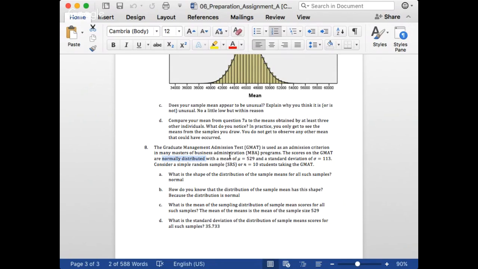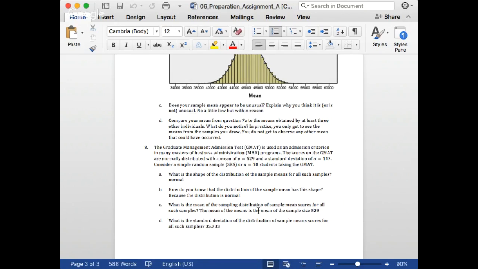Okay. Yeah. So they talked about in the video the idea that if your population is normally distributed, like up here, then your sample means are always going to be normal, no matter how small your sample is. Yeah. Okay, that makes sense. So I say the sample means for all such samples. How do you know the distribution of sample means has that shape? Again, because the population distribution is normal.